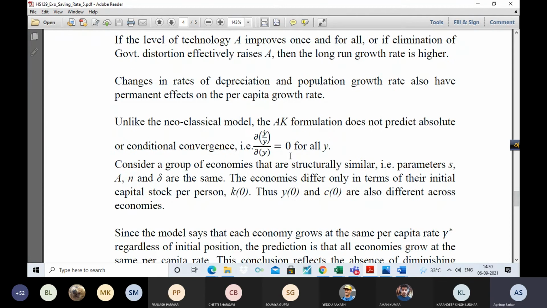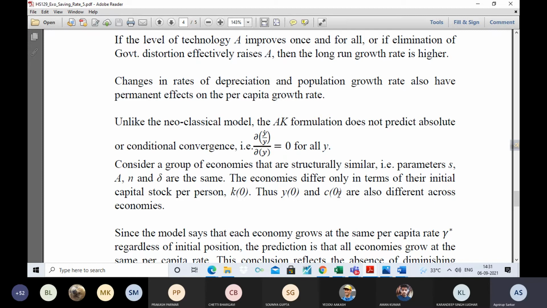So this del (y dot by y) by del y is 0. If that is the case, then consider a group of economies that are structurally similar, in that the parameters s, A, n, delta are the same. Let's say the economies differ only in their initial capital stocks per person, k naught. Then if the initial capital stocks per person are different, of course the initial level of output and the initial level of consumption would also be different. So small y0 and small c0 are also different across economies.